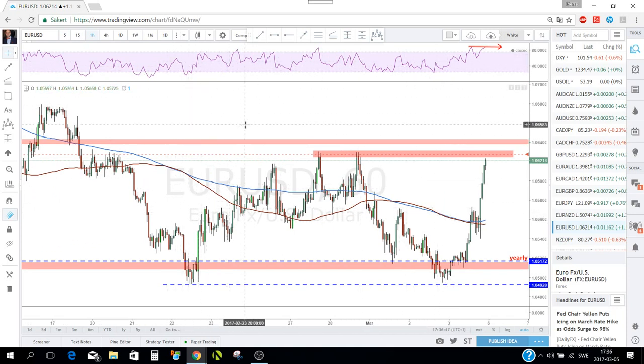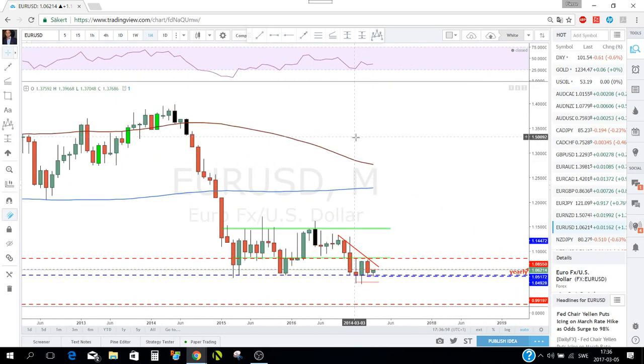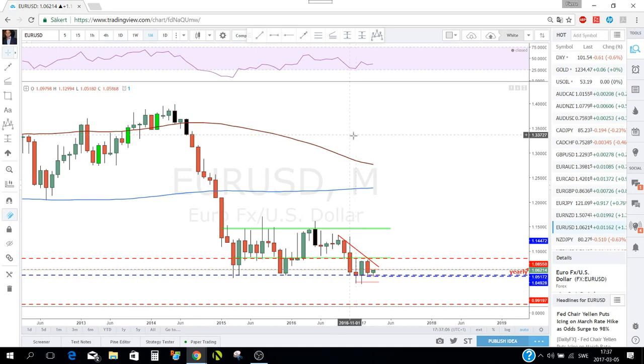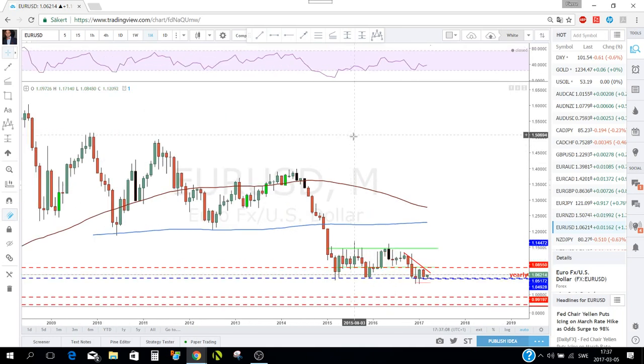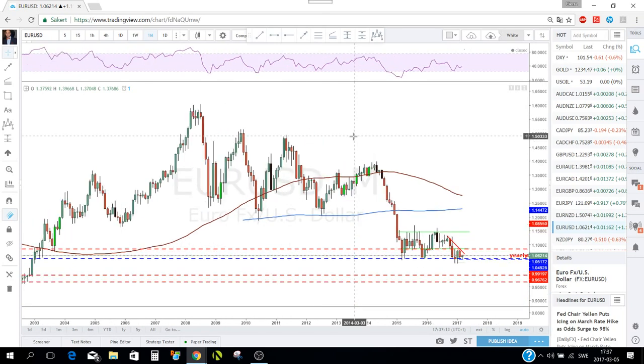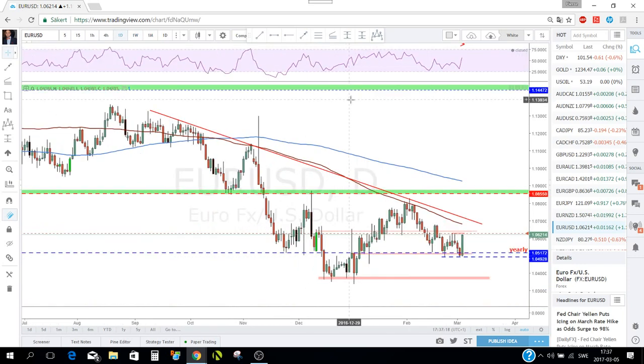Let's see, I have a question from Nayan. Is there a trend line break and retest on the monthly on the Euro USD? Let's go to the monthly. I'm not sure which trend line break you're talking about, Nayan, on the monthly. I can't see a trend line break on this one or a retest. Please, can you explain your question again?